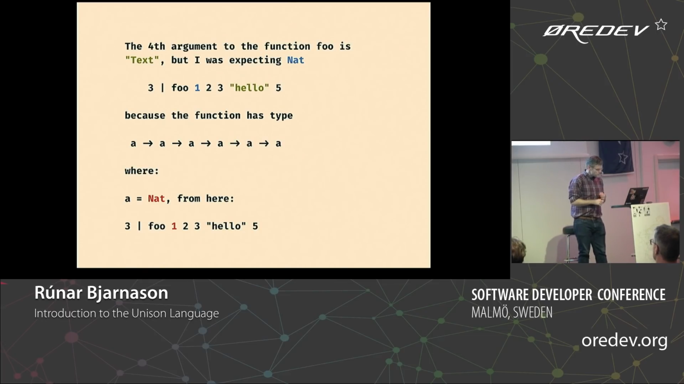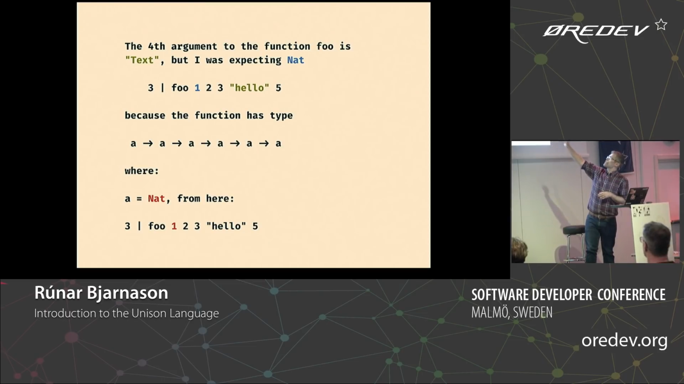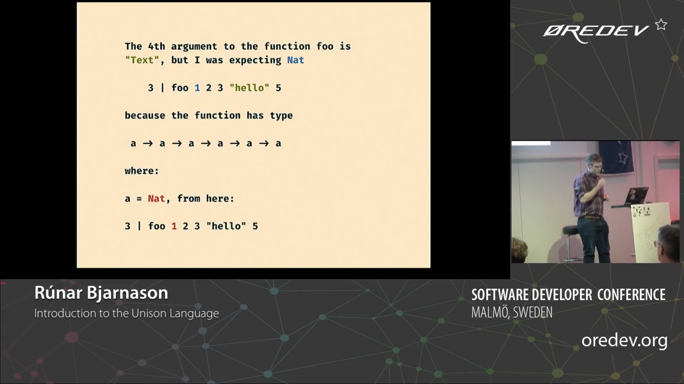So for example, here I'm applying a function foo to some arguments, and they all have to be of the same type, but I've used 1, 2, 3, and then hello and 5. And so Unison tells me, well, okay, the function has this type. It takes a bunch of arguments and returns a value of that same type. And it says, I think A is nat, and I think it's that because I found a nat here. So nat is the type of natural numbers. So I think you want natural numbers here, but there's a string for some reason, right? And it tells you why it thinks that. So I think that's super helpful.